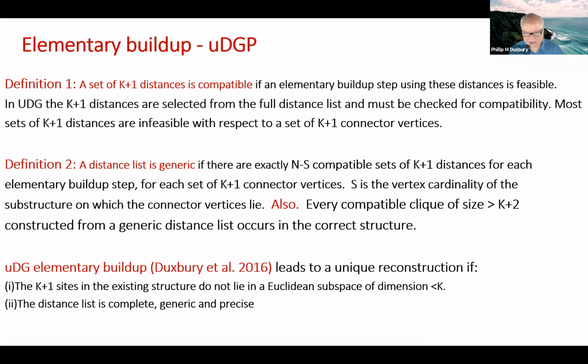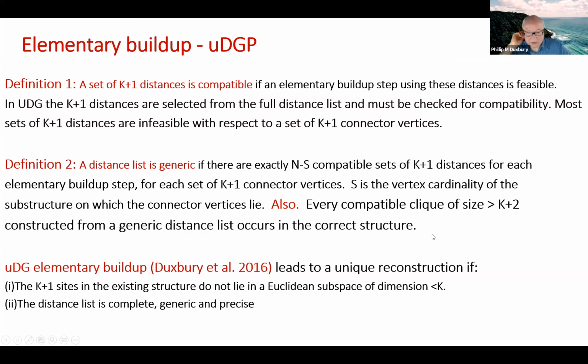And a generic distance list, the easiest way to state it, is that if you find a clique of size greater than K plus 1, compatible, meaning that there are no conflicts, meaning that all the distances fit exactly, even when there are redundant bonds in the clique. If that occurs, then that clique must occur in the correct structure. If the distance list is generic, every clique we can construct without error must occur in the final structure.